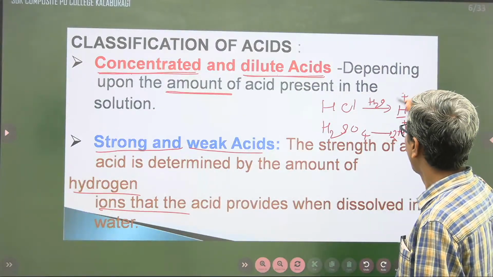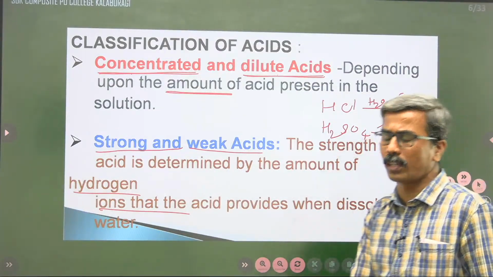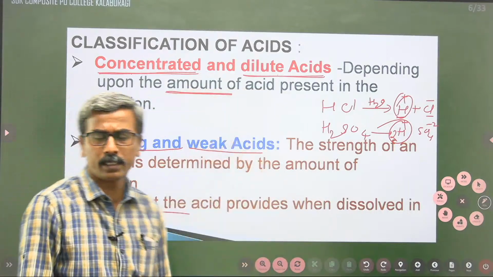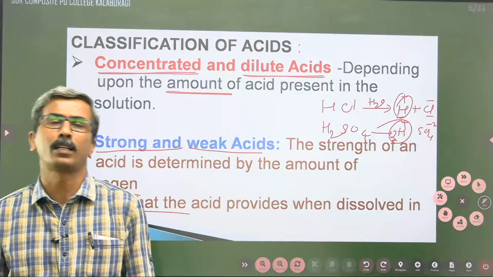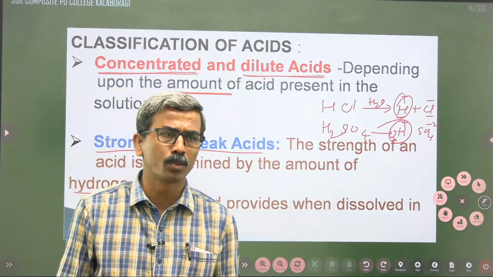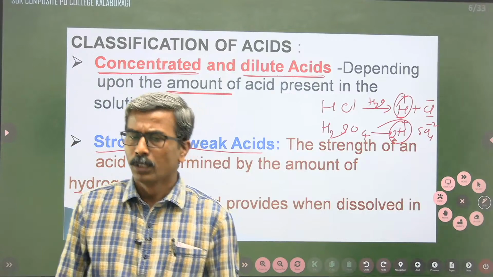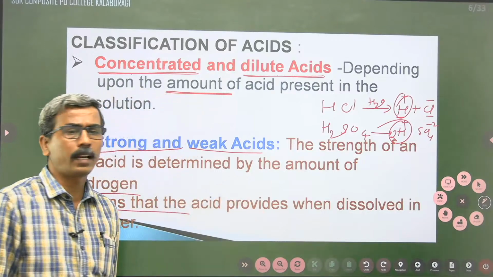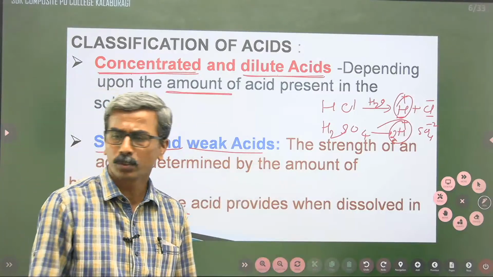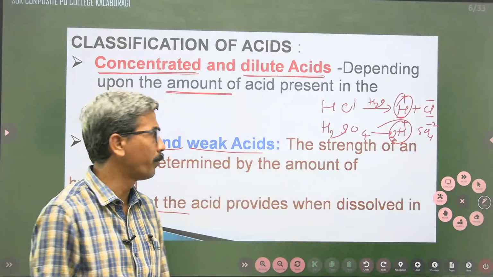Now here it is producing only one, and here it is going to produce two. That's why, comparatively, both are acids. Sulfuric acid is stronger, whereas hydrochloric acid is going to be weaker, a weaker acid. So that is the classification of acids into strong and weak.